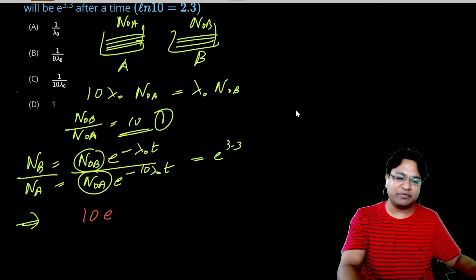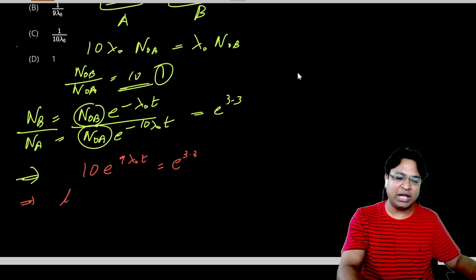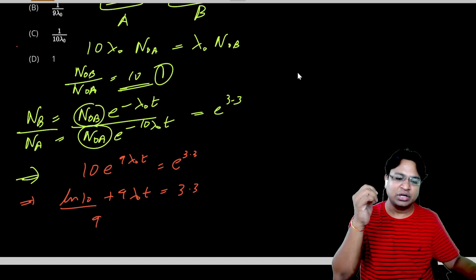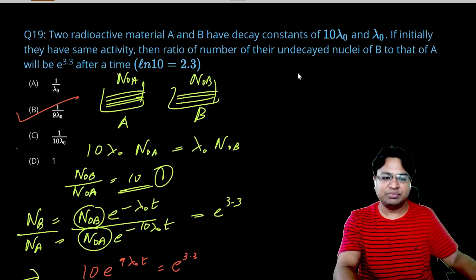So 10 into e raised to power, when this goes into the numerator, it becomes 9 lambda naught t is equal to e raised to power 3.3. Now we can take log of both the sides. So ln 10 plus 9 lambda naught t becomes equal to 3.3. Ln 10 is 2.3. So 9 lambda naught t becomes equal to 1. Okay, so t is 1 upon 9 lambda naught. So option B is the right answer here.